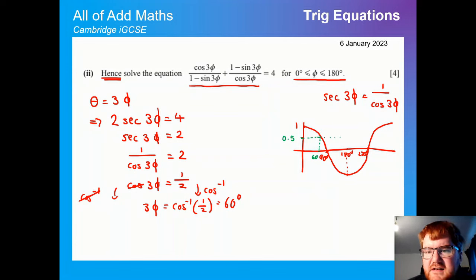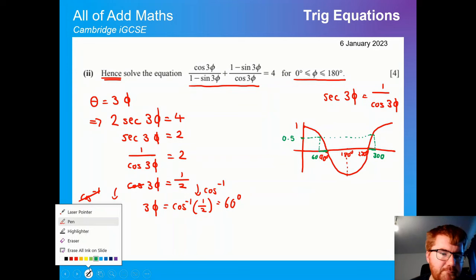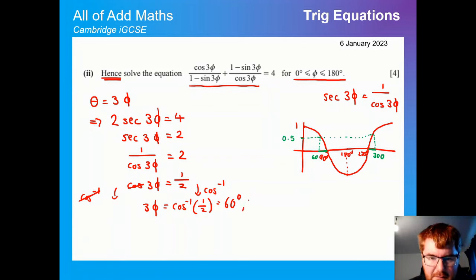But of course, there's this answer right over here that we need to be aware of. So we also need to work out this particular answer as well. So notice this length here and this length here are going to be the same. 90 minus 60 is 30, so 270 plus 30, that's going to give you 300. So we do have another answer. We do have 300 degrees.